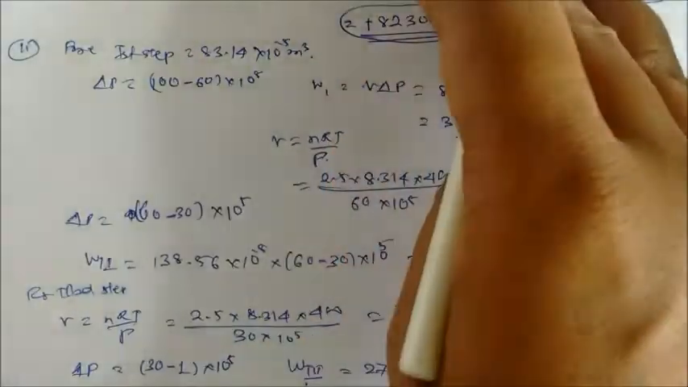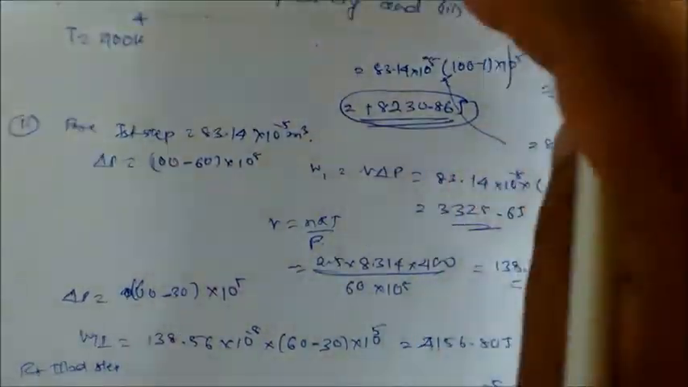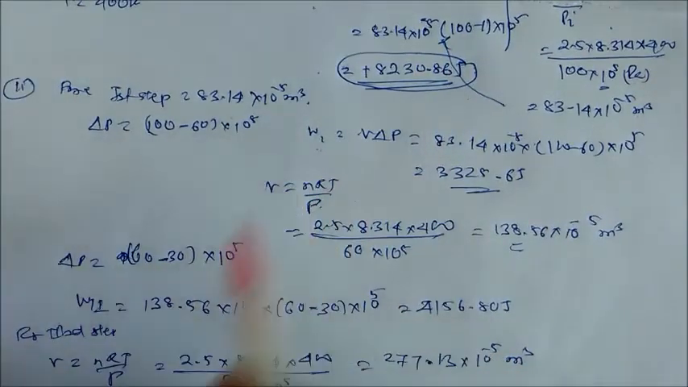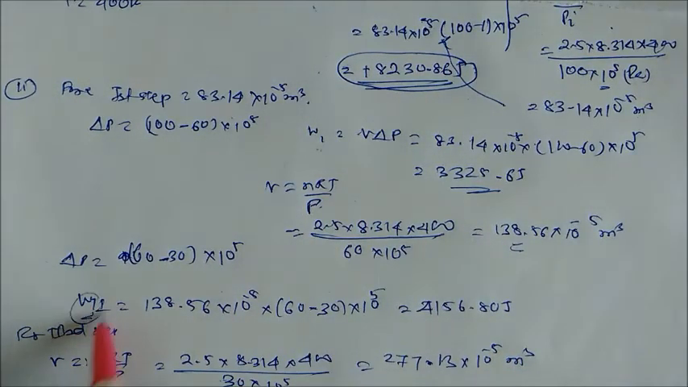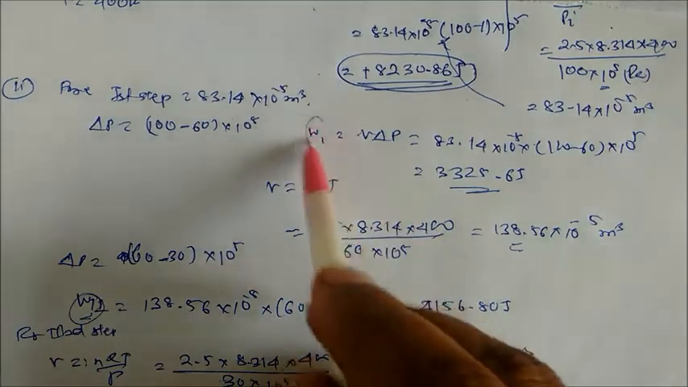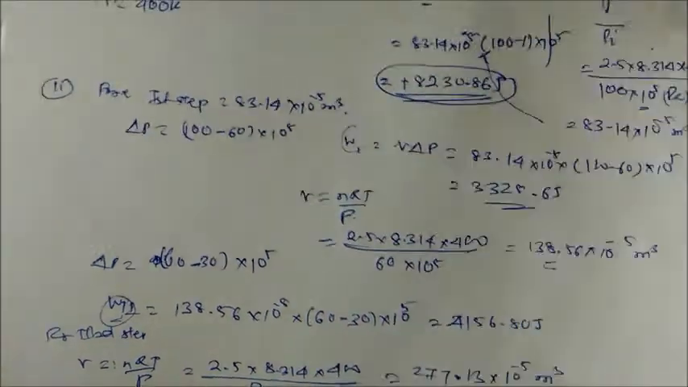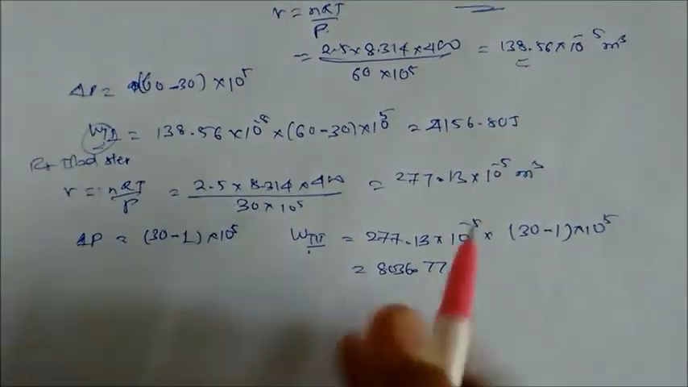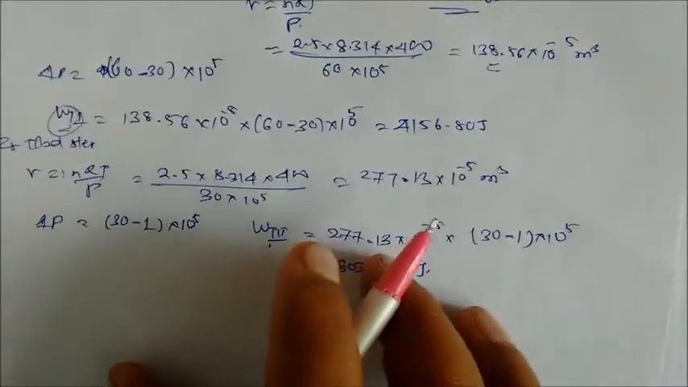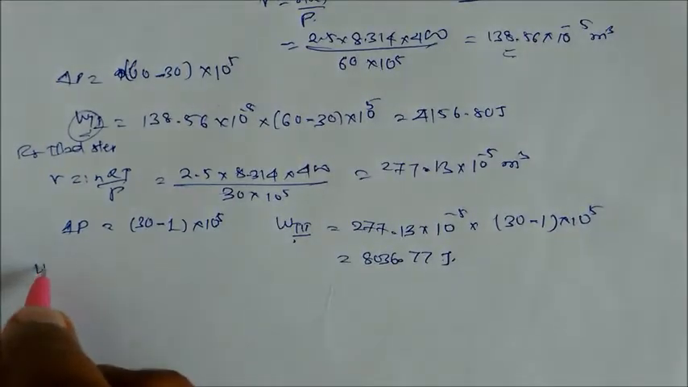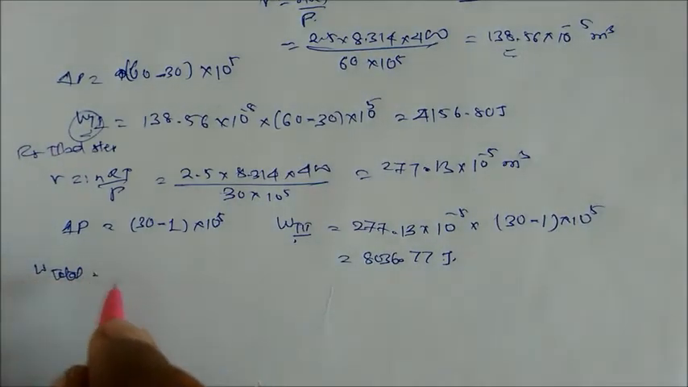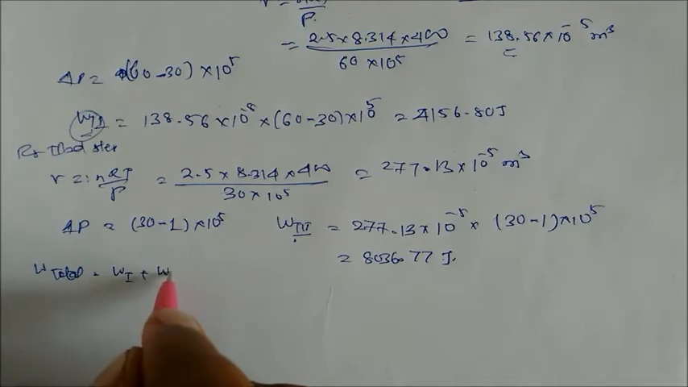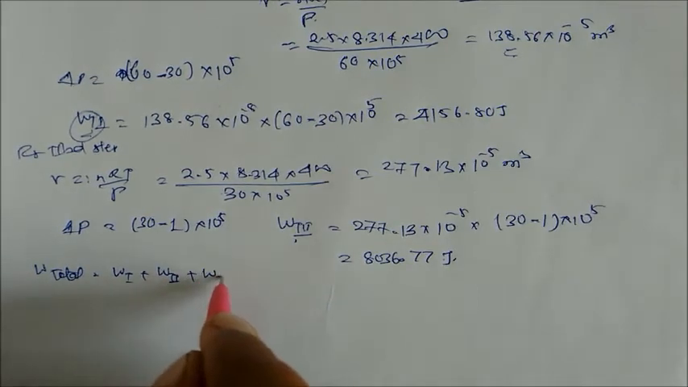Work done 1 we discussed long back. Here is work done 1, this is work done 2, and we have one more work done, work done 3. So the total work done will be work done 1 plus work done 2 plus work done 3.